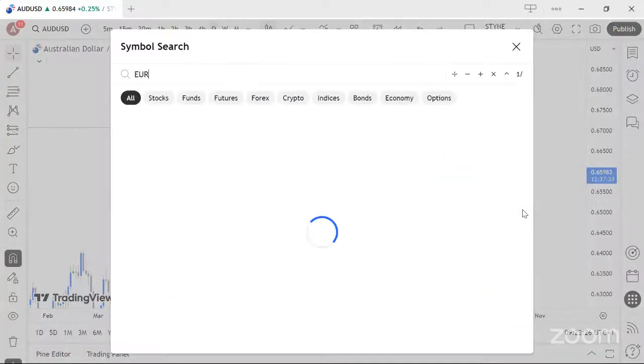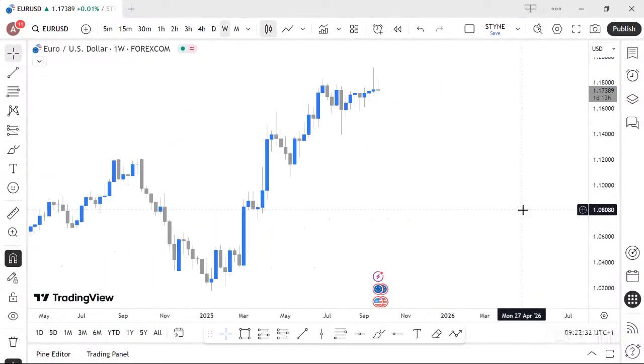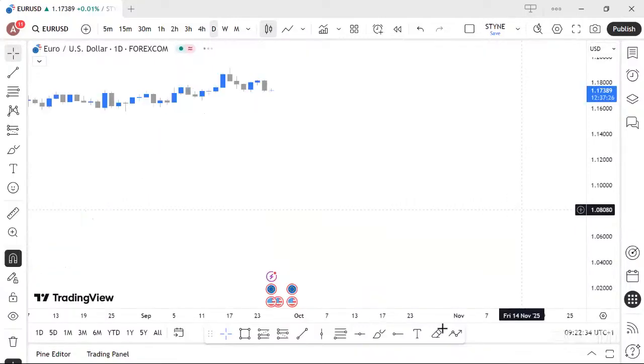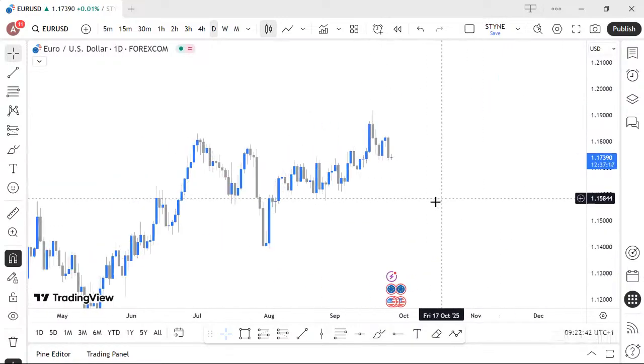So let's check Euro USD. What do we have for Euro USD? Euro USD is just, look at it now. How do you even trade this kind of market?